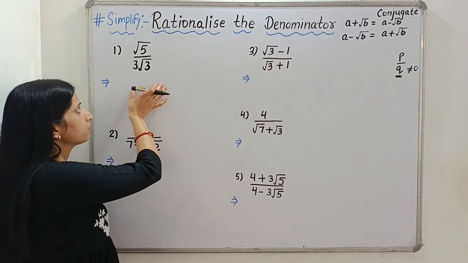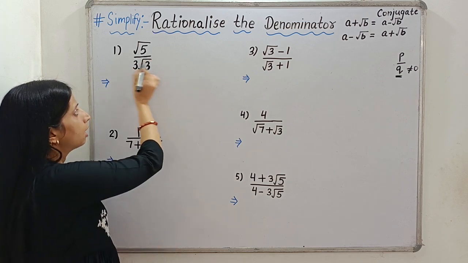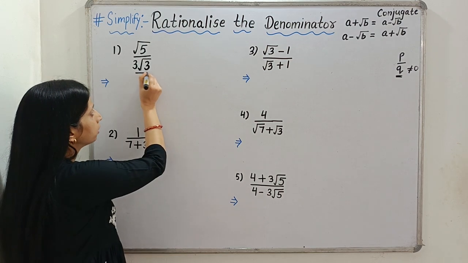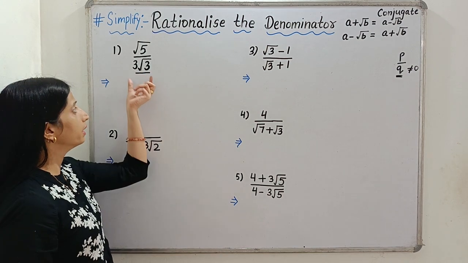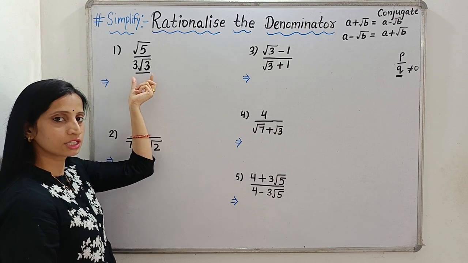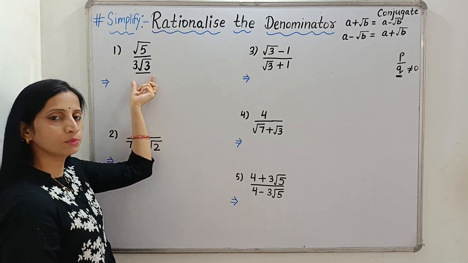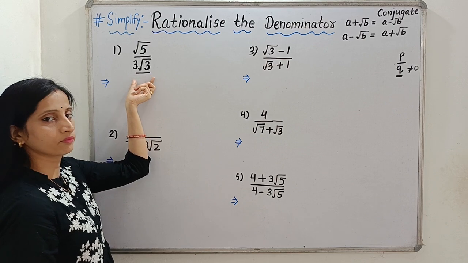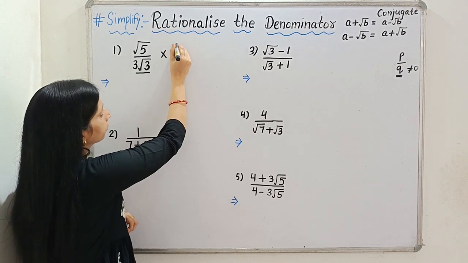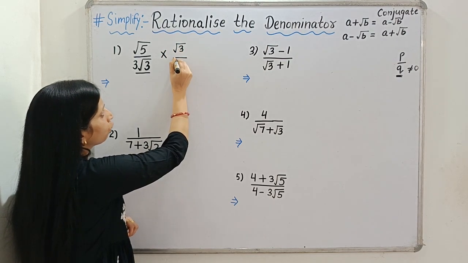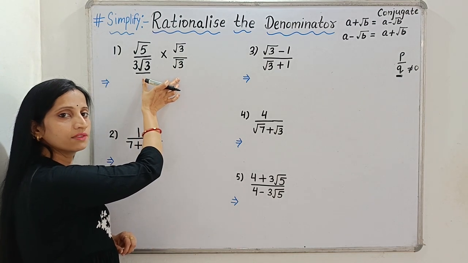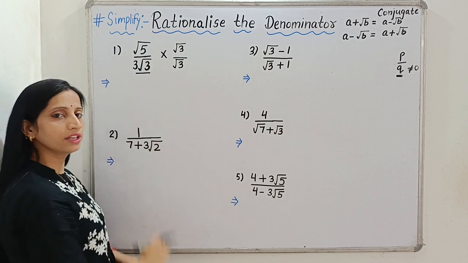Suppose question number 1 is root 5 upon 3 root 3. So what is our denominator here? 3 root 3. This means we need to make it an integer. We need to remove this square root. So how can we remove it? If we multiply by root 3 in the numerator as well as in the denominator, then root 3 multiplied by root 3 will give us 3 and this symbol will be removed.